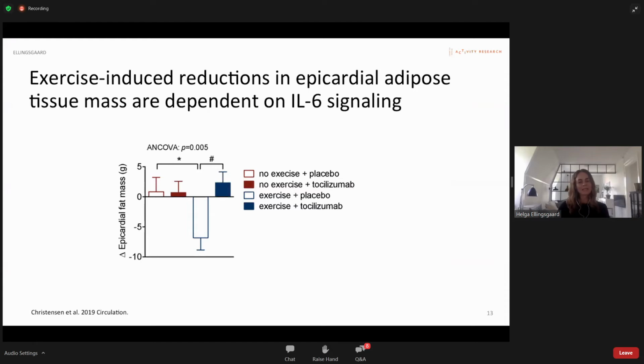We also assessed changes in cardiac adipose tissue, and we're most interested in changes in epicardial adipose tissue, as this fat depot has been associated with increased cardiovascular risk. But changes in the epicardial adipose tissue were very similar to the changes observed in visceral adipose tissue. So while there were no changes in epicardial adipose tissue mass in the two no exercise control groups, the first two groups here, the exercise placebo group showed a significant reduction, a 30% reduction in epicardial adipose tissue. And this effect was again completely abolished or prevented by IL-6 receptor blockade.